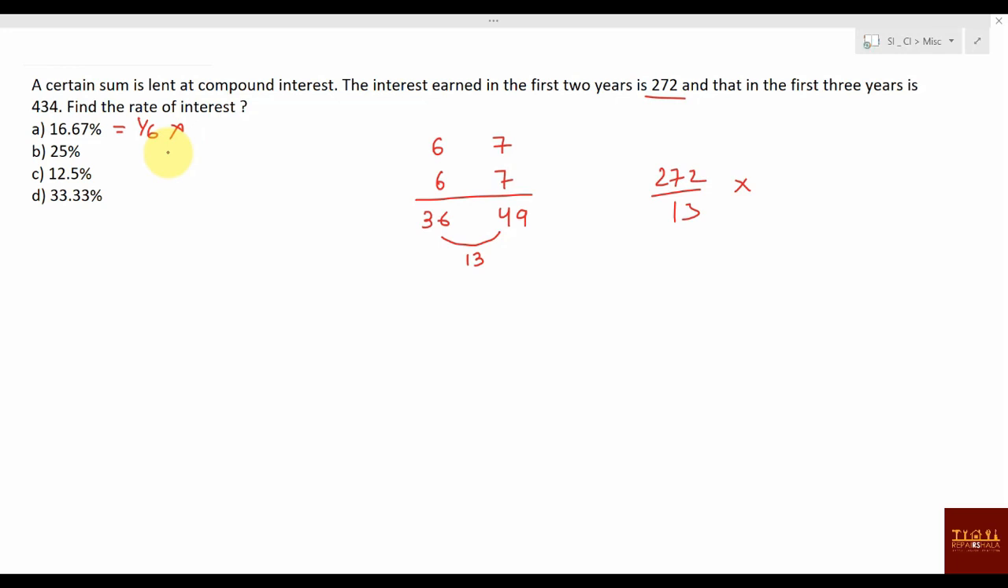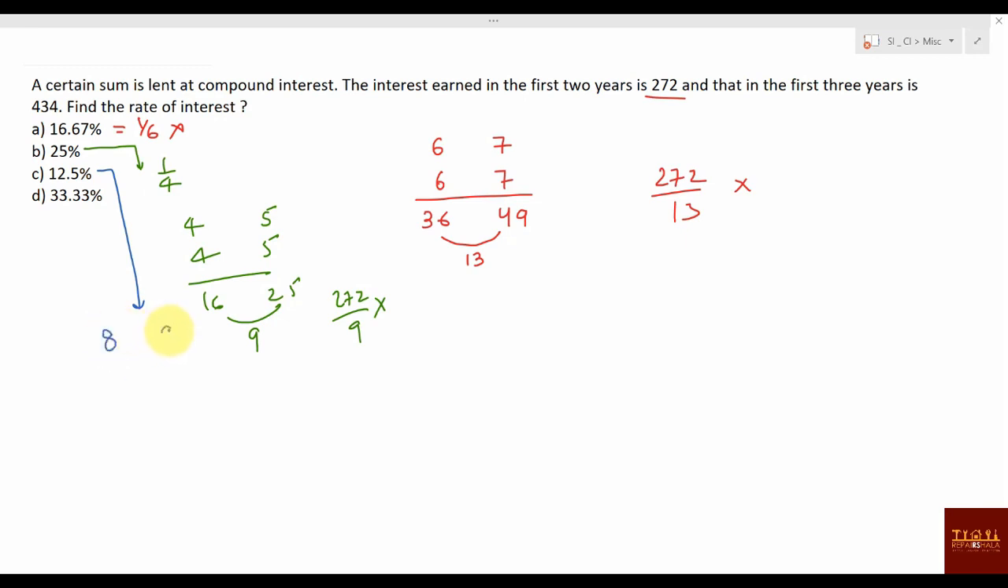Now check the next one. 33.33, let's check. So 25%, 25% is 1 by 4, means for 2 years, 4 becomes 5, or you can say 16 becomes 25, so the difference is 9. Check whether it is divisible by 9, 270 by 9. No, not there. Now check the another one. 12.5% is 1 by 8. 1 by 8 means 8 becomes 9, or you can say 64 becomes 81.